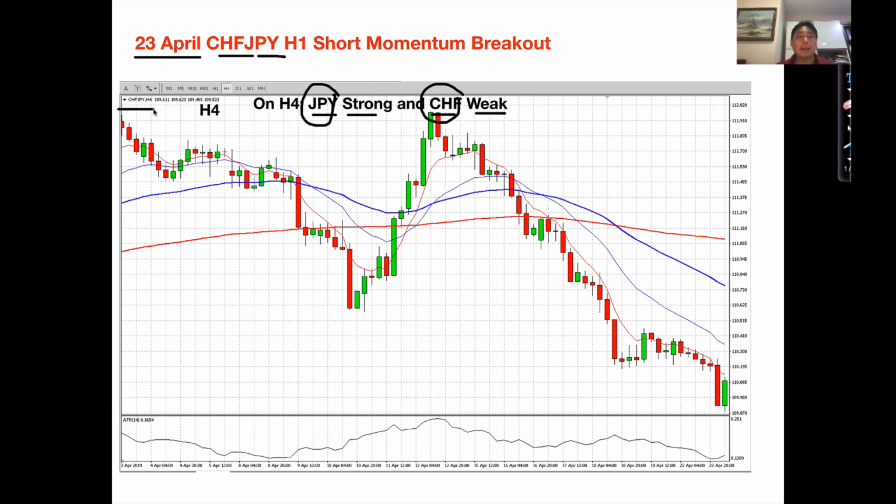So the first thing is to look at the charts on the higher time frame and then the lower time frame. So first, the higher time frame on H4, you can see a very clear downtrend over here. Okay, so again, we have to see the 6 EMA, red line, below the 18 EMA, blue line, 18 below the 50 EMA, thicker line, and the price, the candles, are below the 18 EMA. So clearly on the H4, it's a clear downtrend. Then we drill down to the H1, the lower time frame, to look for the short momentum breakout setup.